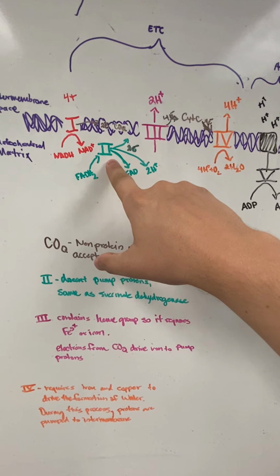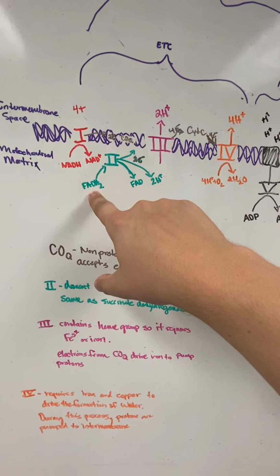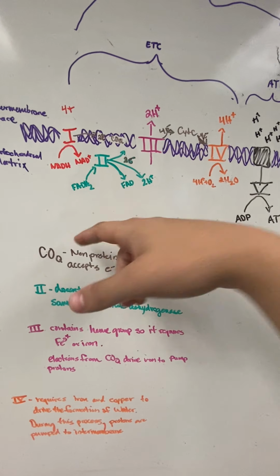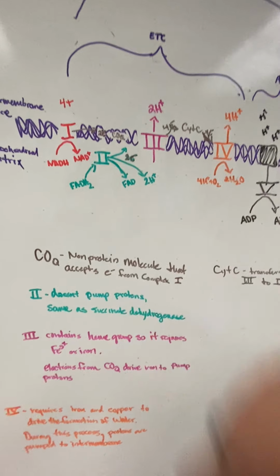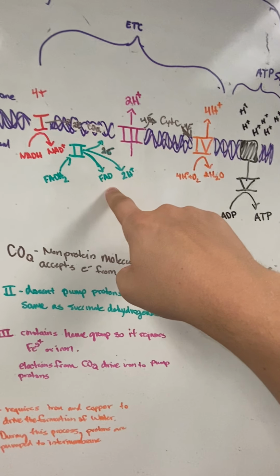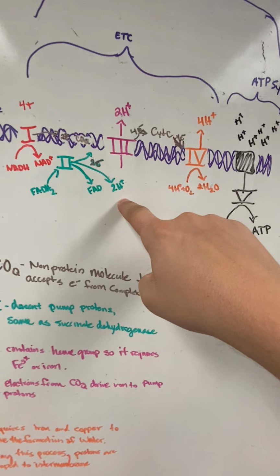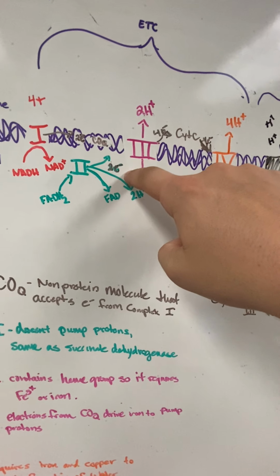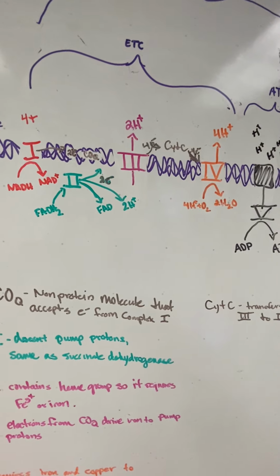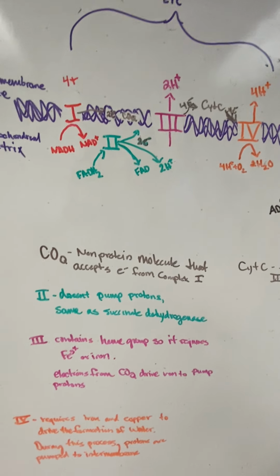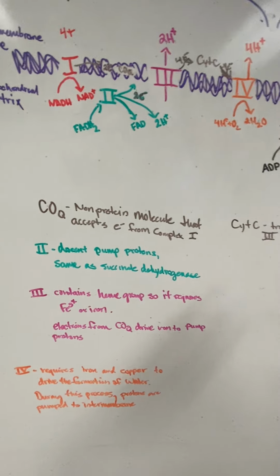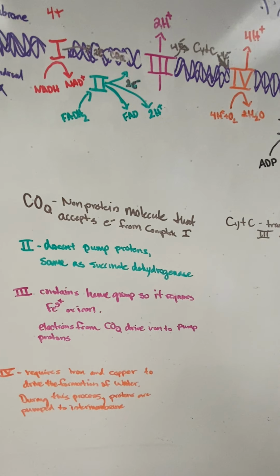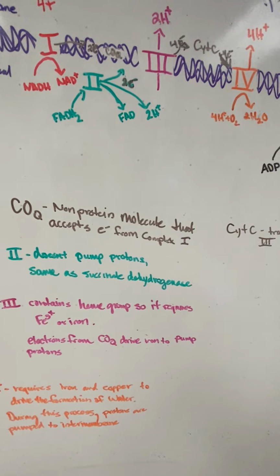So the second complex uses the FADH2, and it doesn't pump anything. It transfers electrons. So we get FAD and then 2 hydrogen ions, and then we have these 2 electrons, and they also get put into this CoQ. So what is CoQ? It's also called CoQ10. There are supplements that you can buy to take it. But it's a non-protein molecule that accepts electrons from complex 1 and 2.